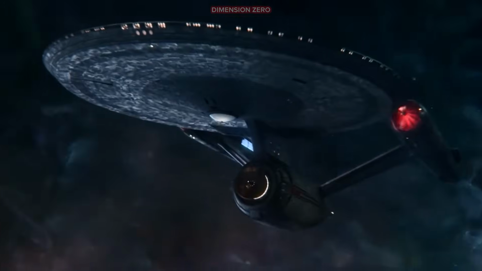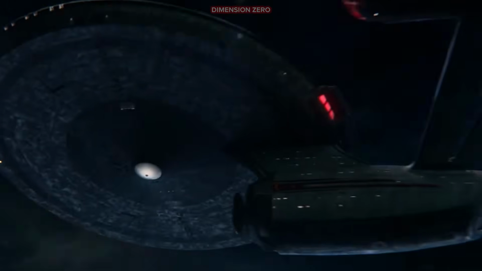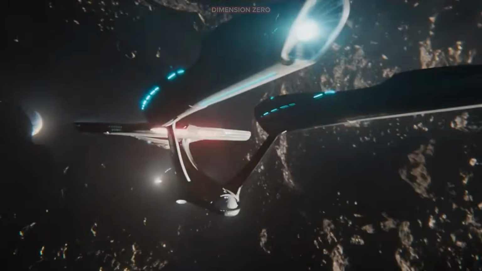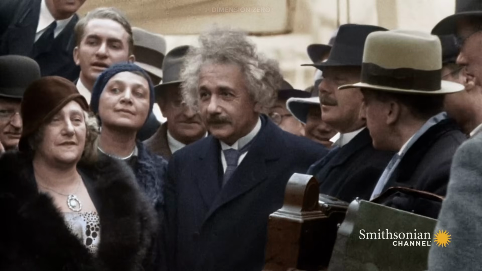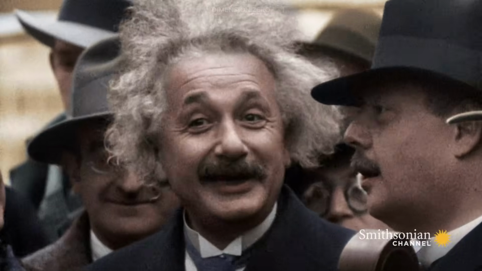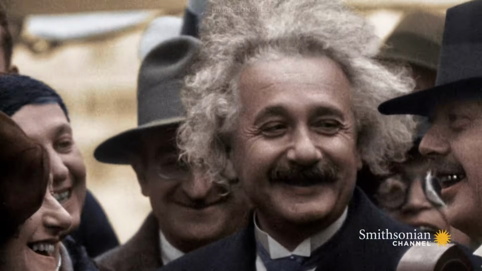The Enterprise isn't moving faster than light through local space. It's space that is doing all the work. In 1994, Mexican physicist Miguel Alcubierre published a mathematical model now known as the Alcubierre drive. His solution to Einstein's equations described a bubble of warped spacetime, with space contracting ahead and expanding behind.